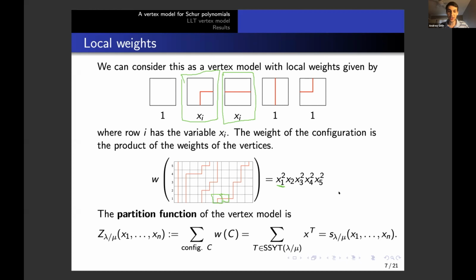And then the partition function for the vertex model is the sum of the weights of all possible configurations. It's not too hard to see that the weight of a configuration is just x to the T, where T is the corresponding semi-standard Young tableau. So in this case, you end up recovering the skew-Schur function. So our partition function, in fact, equals the Schur polynomial. Okay, so this is a vertex model for the Schur polynomials.